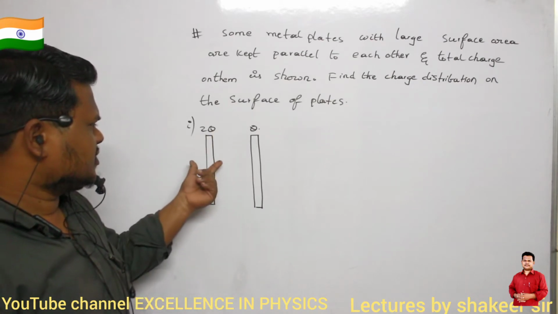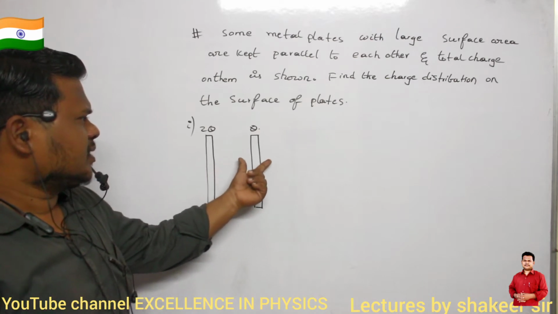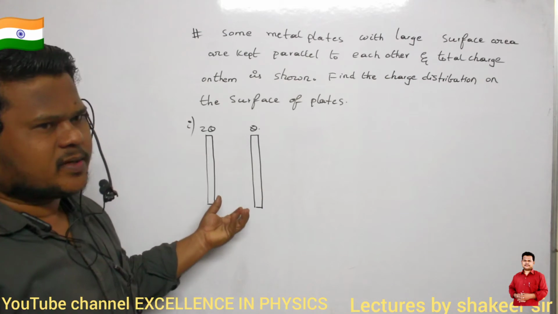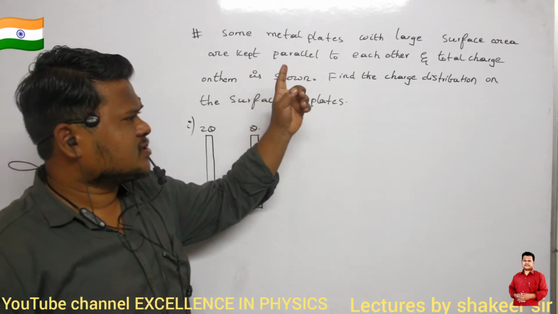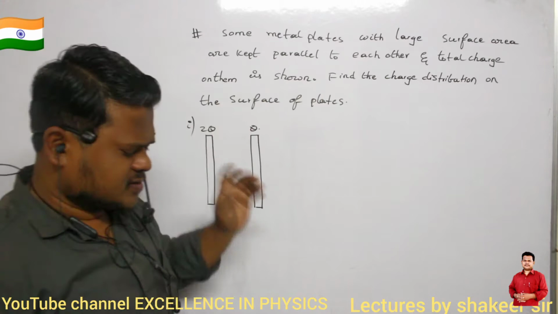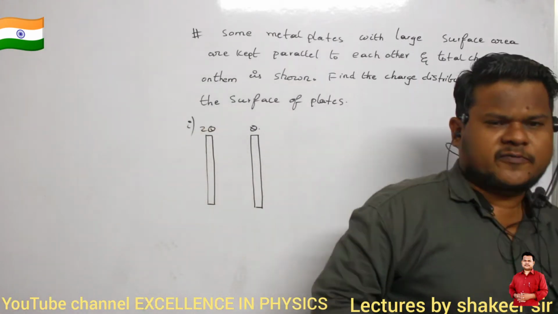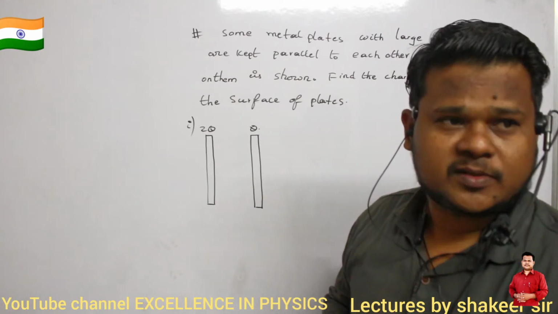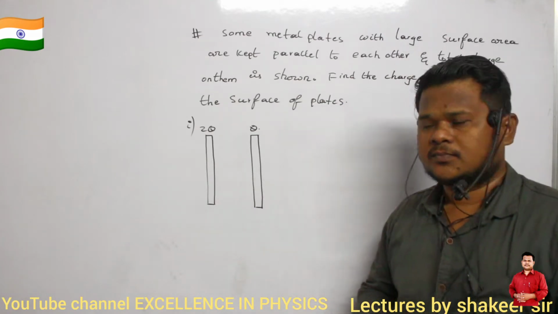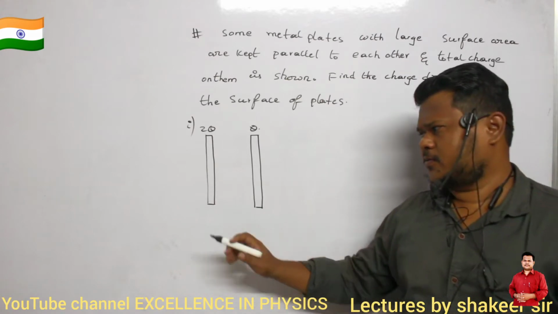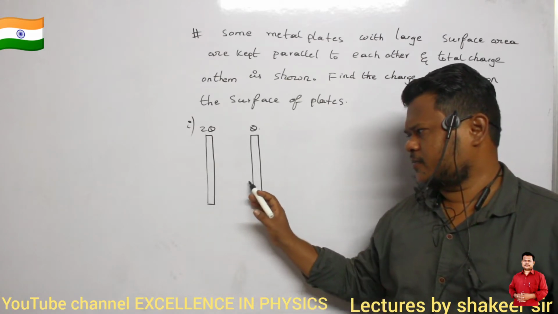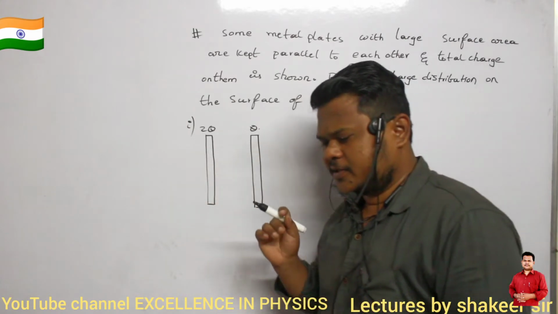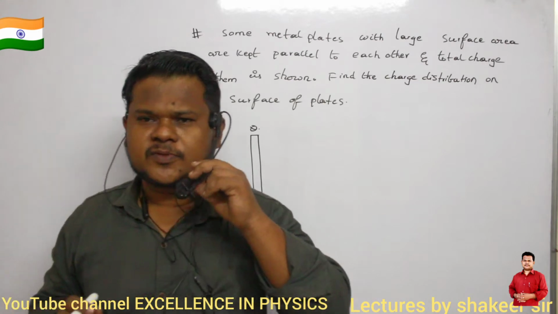So these are two plates with a charge distribution of plus 2q here, and plus q here. If we place them side by side, separated by a small distance, what is the charge distribution on the surfaces of the plates? Totally how many surfaces are present here? Four surfaces are present. First surface, second surface, third surface, and fourth surface. So on these 4 surfaces, what will be the distribution of charge that we are supposed to calculate?